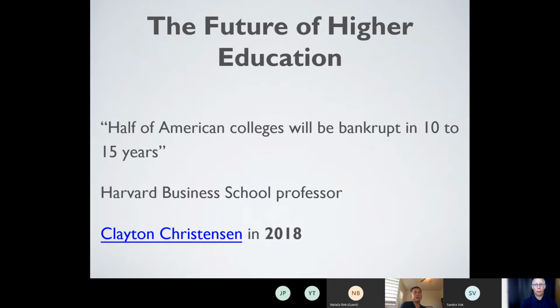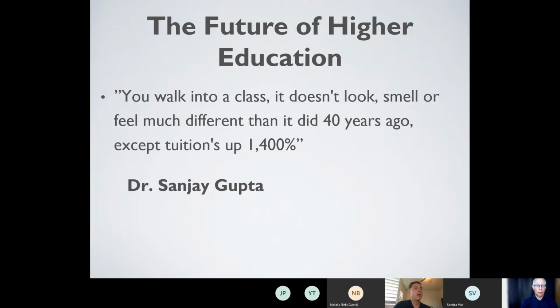And I want to talk a little bit to you about the future of higher education. You know, where do you see this going? Clayton Christensen, a Harvard Business School professor, said in 2018, half of American colleges will be bankrupt in 10 to 15 years. Right? That was 2 years ago. And Sanjay Gupta said a few years back, if you walk into a class today, it doesn't look, smell, or feel much different than it did 40 years ago. Except that tuition is up 1,400%.